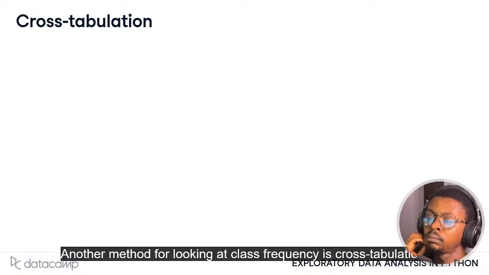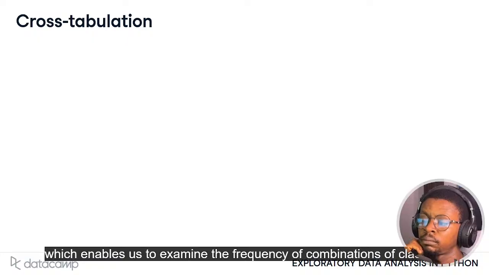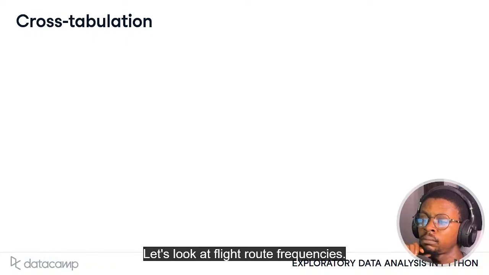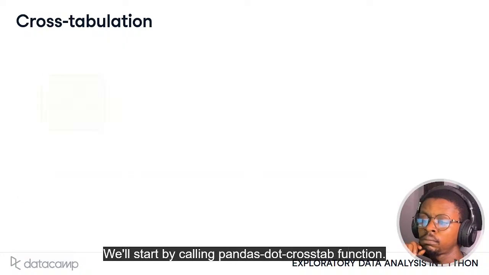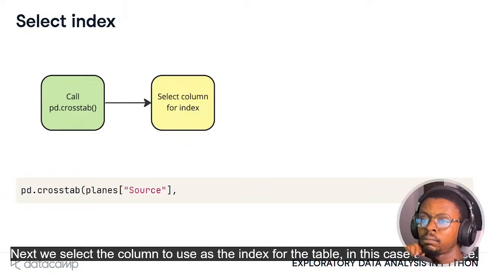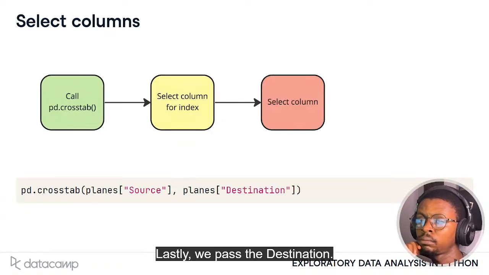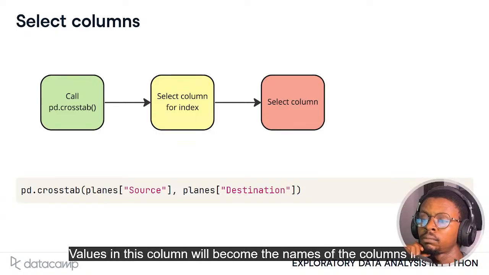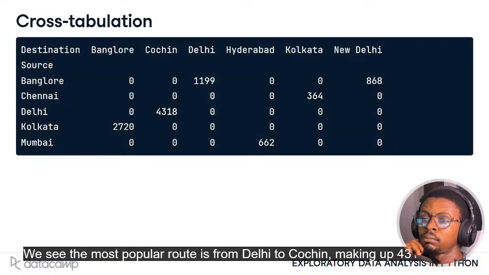Another method for looking at class frequency is cross-tabulation, which enables us to examine the frequency of combinations of classes. Let's look at flight route frequencies. We'll start by calling the pandas crosstab function. Next, we select the column to use as the index for the table, in this case, the source. Lastly, we pass the destination. Values in this column will become the names of the columns in the table, and the values will be the count of combined observations. We see the most popular route is from Delhi to Cochin, making up 4,318 flights.